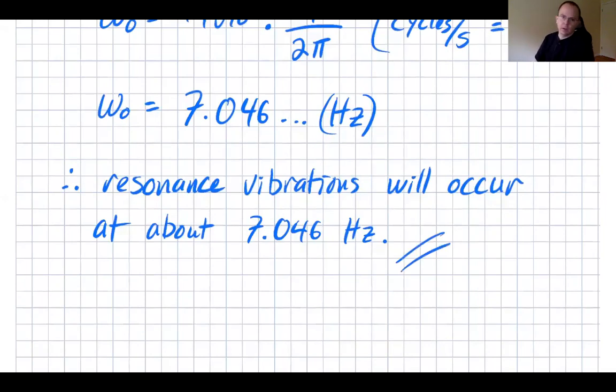Okay, so there you have it. If you run the washing machine and have it spin at approximately 7.04, about 7 spins per second, you're going to start observing resonance vibrations in this washing machine mounted on a rubber pad.